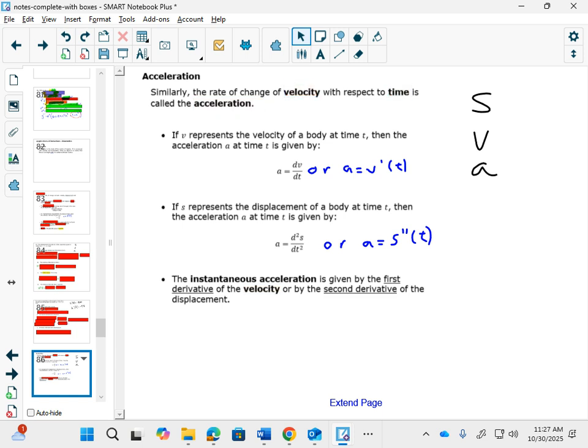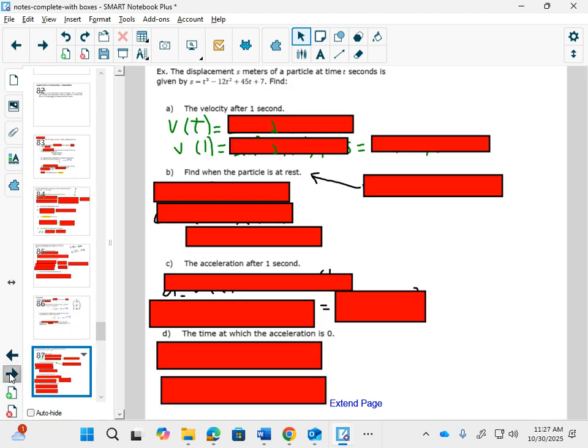So the instantaneous acceleration is the first derivative of velocity or the second derivative of displacement. So when you're thinking about this, it is one derivative down, or you can go 2 derivatives down to go directly from S to A. And we'll do a question involving acceleration here.